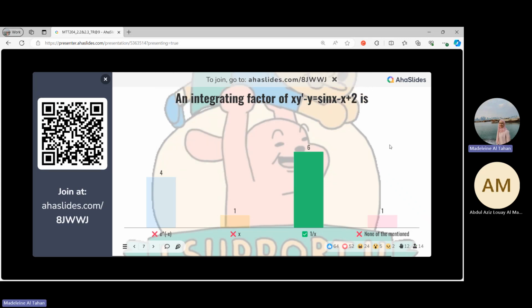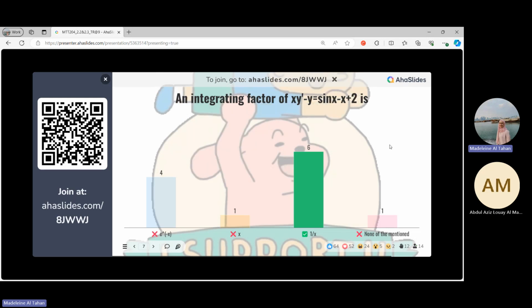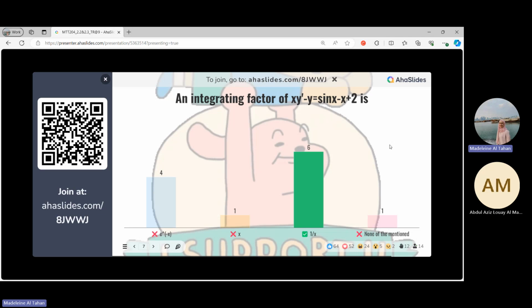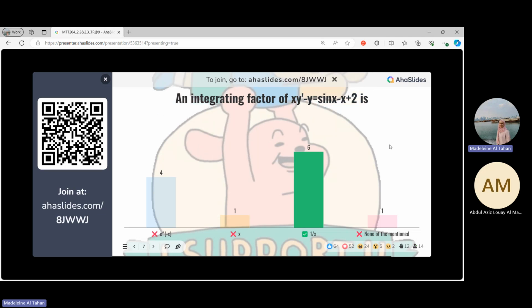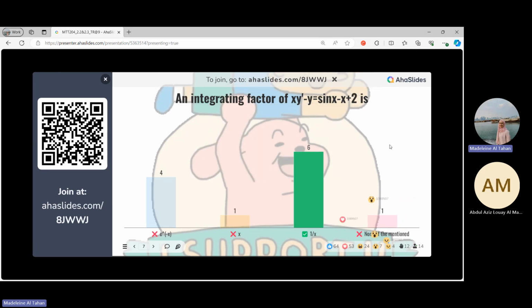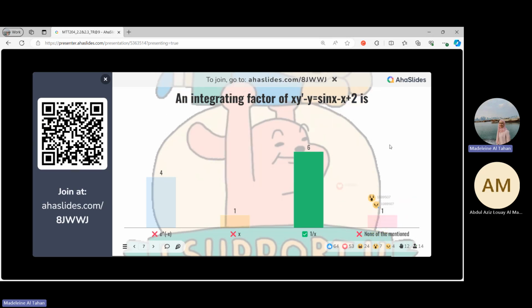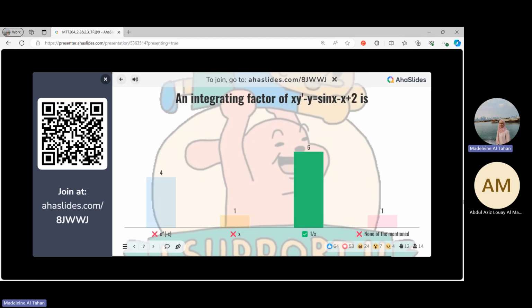Guys, what's p of x here? How do we get p of x? We should divide by x, so negative 1 over x. The integrating factor is e to the power of the integral of negative 1 over x, which is e to the power negative ln x, which is e to the power ln of 1 over x. E and ln cancel, so what will we get? 1 over x.